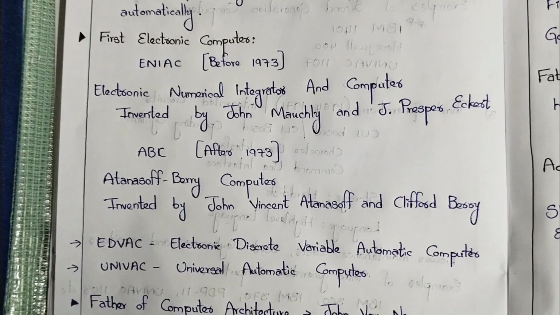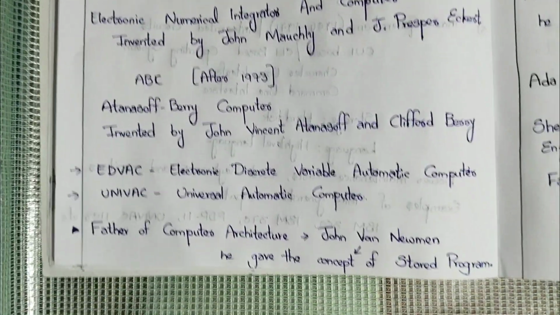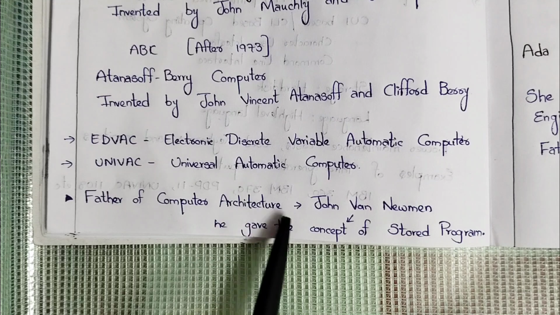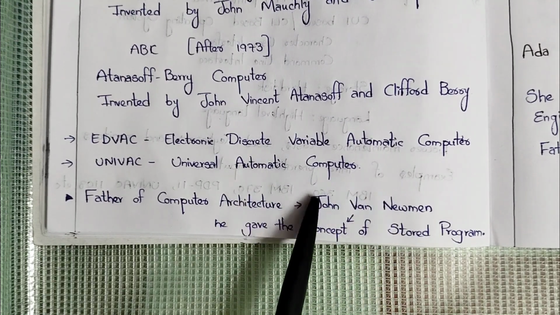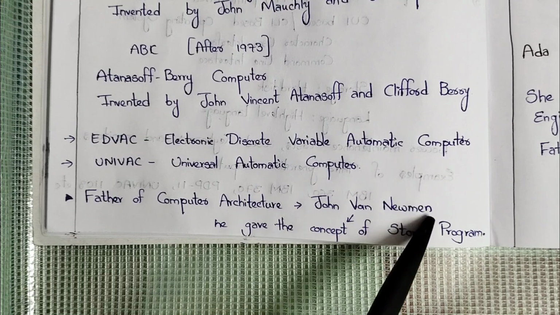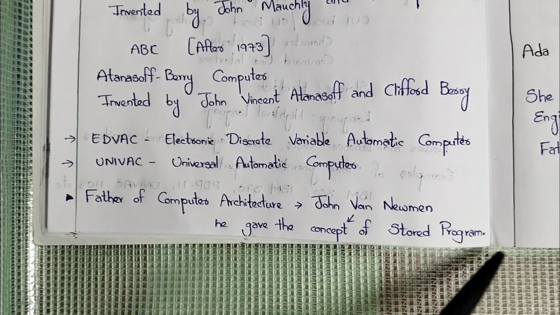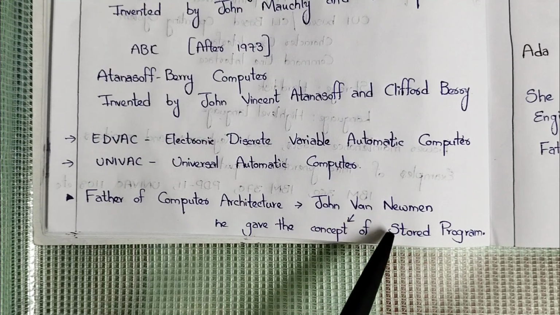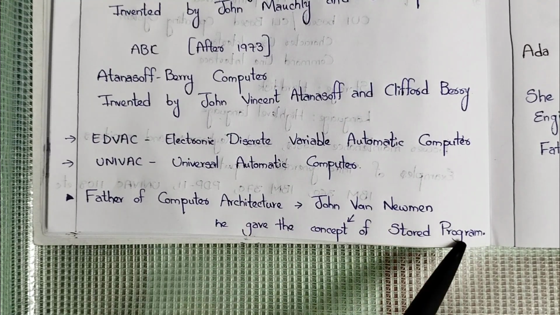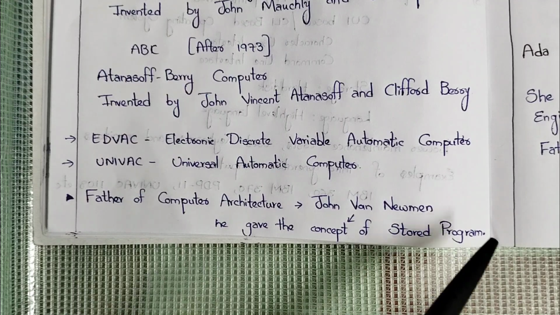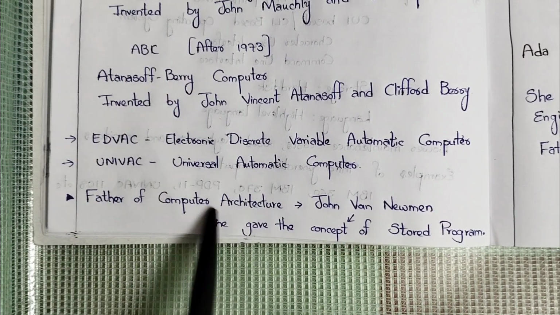And then there is the father of computer architecture. Okay, the father of computer architecture is John von Neumann. John von Neumann is famous because he gave the concept of stored program. Okay, he gave the concept of what? He gave the concept of stored program, and he is the father of computer architecture.